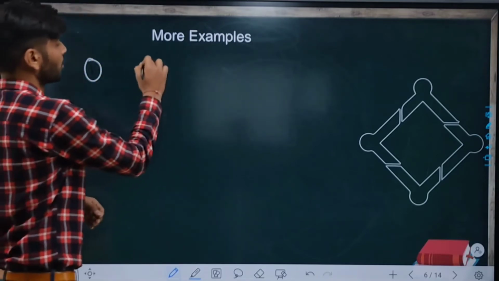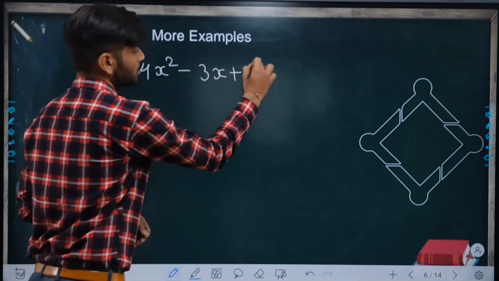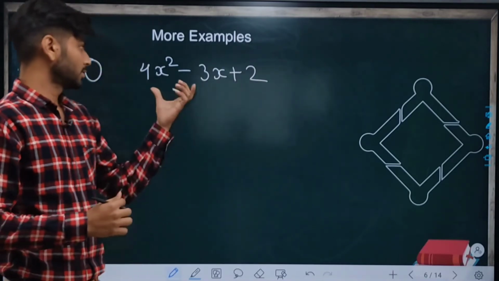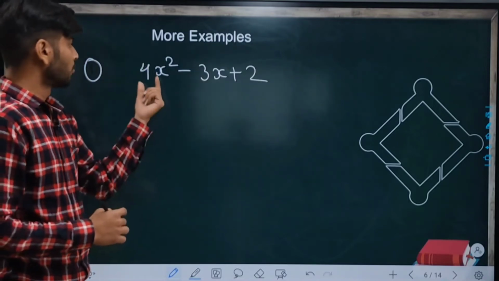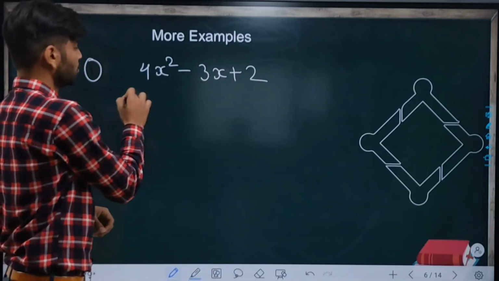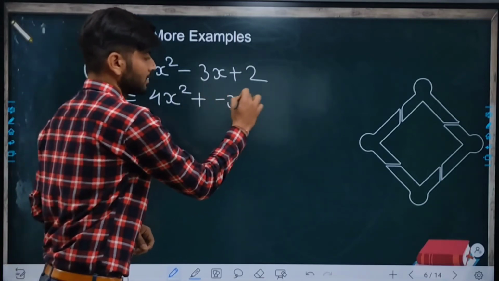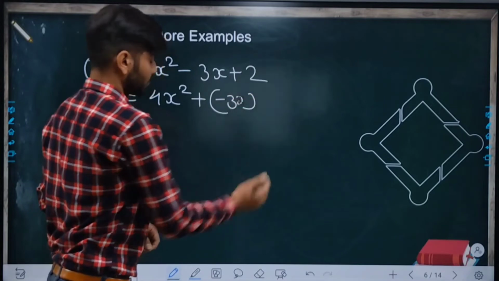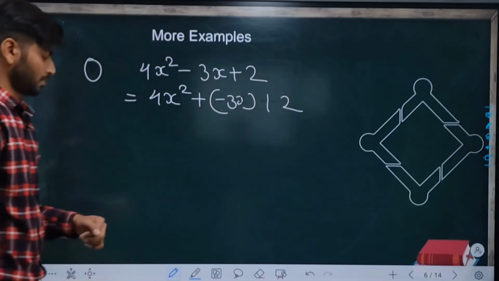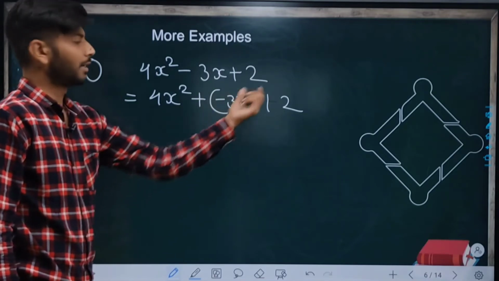Say we have 4x square minus 3x plus 2. So how many terms are there in this expression? You can see 4x square minus 3x plus 2. Which terms are added? So you can write 4x square plus minus 3x and plus 2. So you can see now 4x square is added, minus 3x is added and 2 is added.